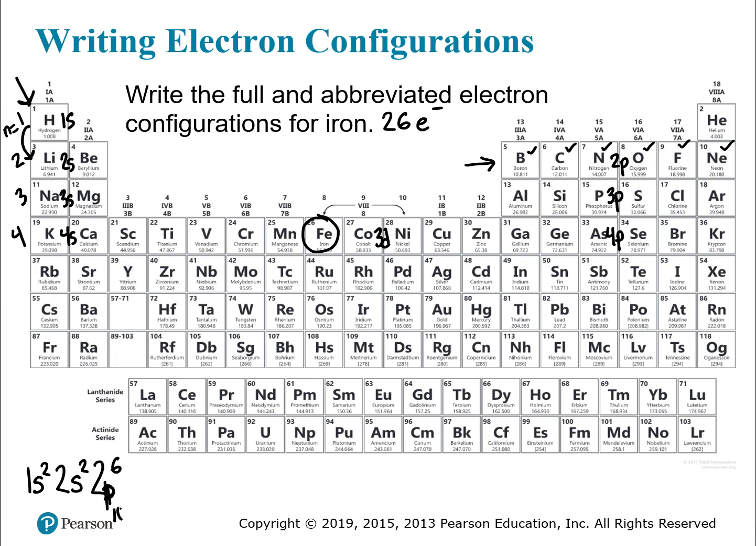Now, so far, we've only placed 10 electrons. We have 26. That means we've got another 16 to go. Let's move down to the third period. What am I filling next?